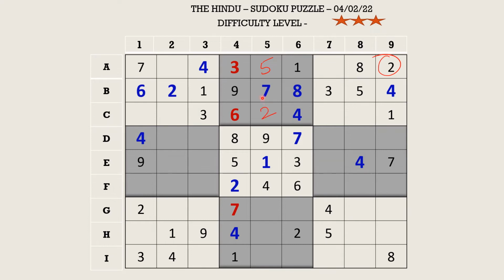In A row, the missing numbers are 6 and 9. You have a 6 here in the first block. So A2 takes 9 and A7 takes 6.